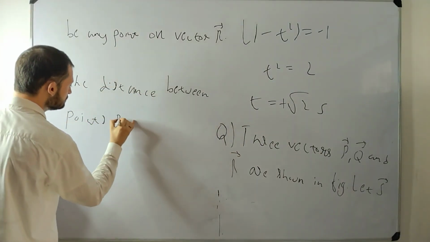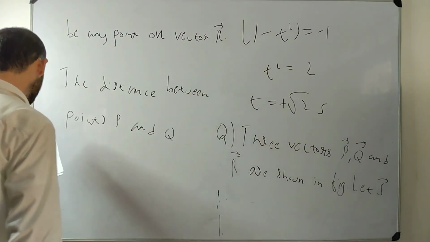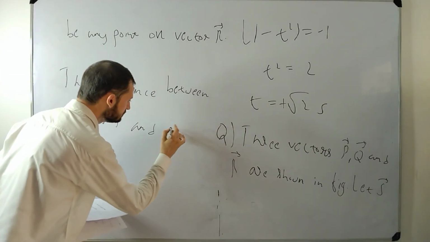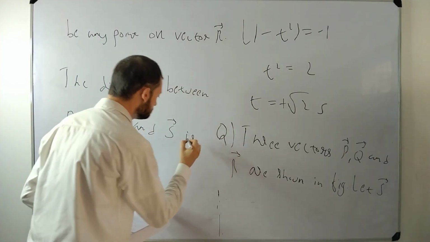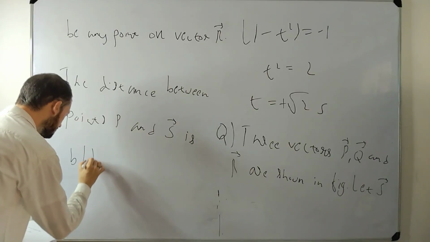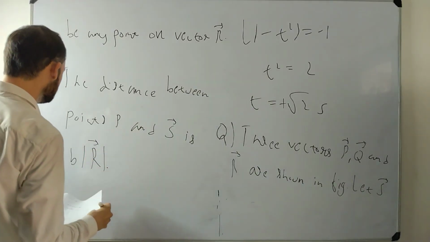Sir, how many questions are there? This is the last question, student. P and S. Oh wow, sir, this is wonderful. This is B and this is R vector. This is wonderful, but this question is not wonderful.